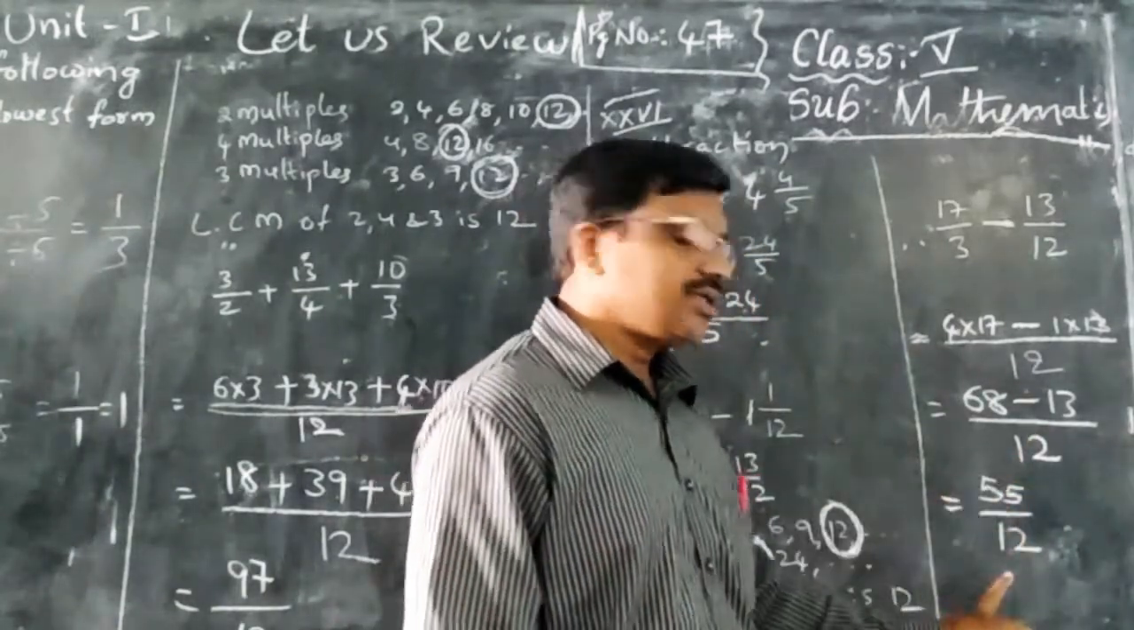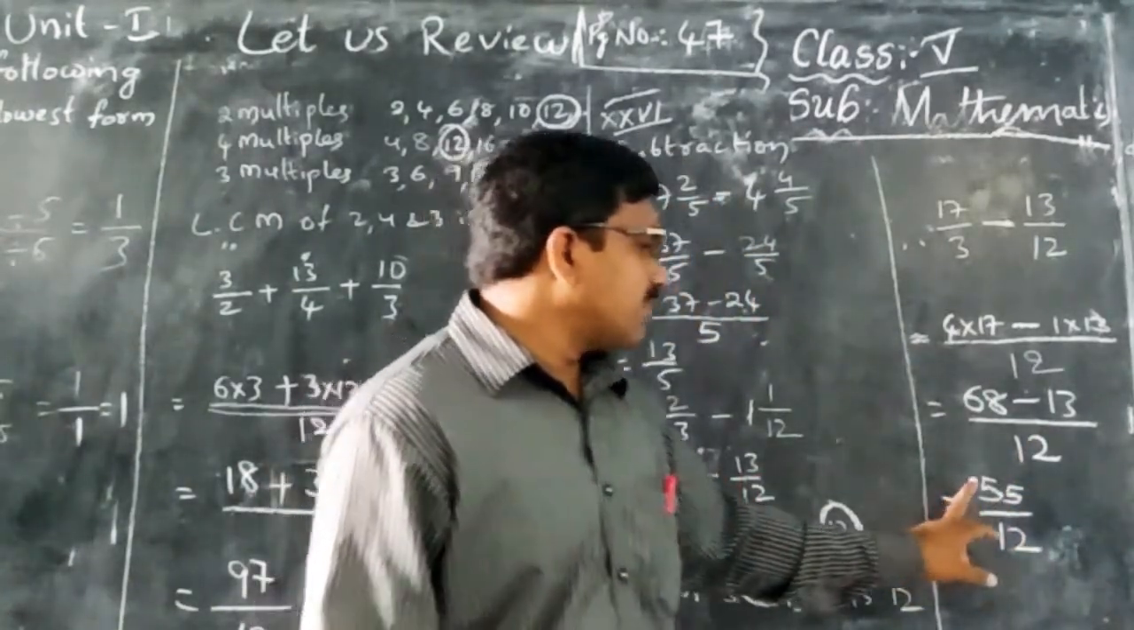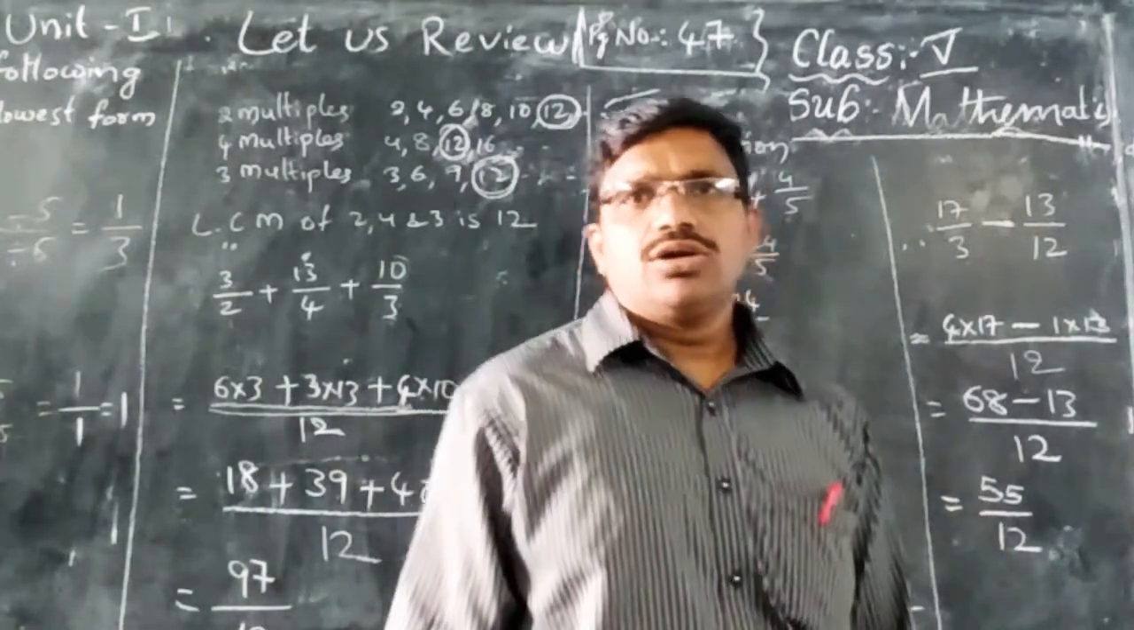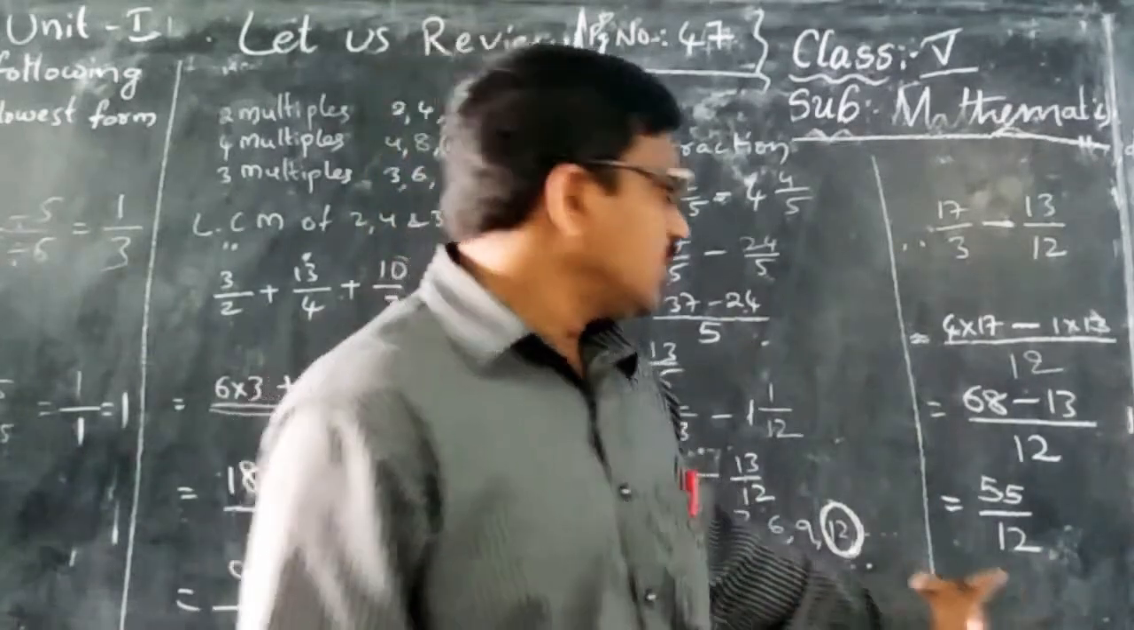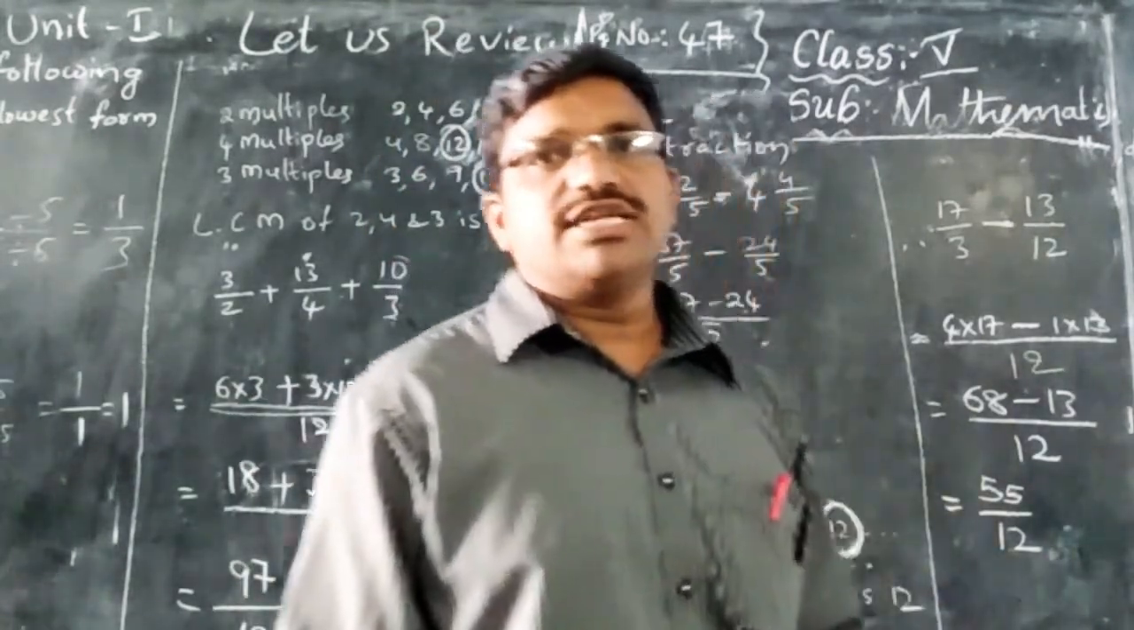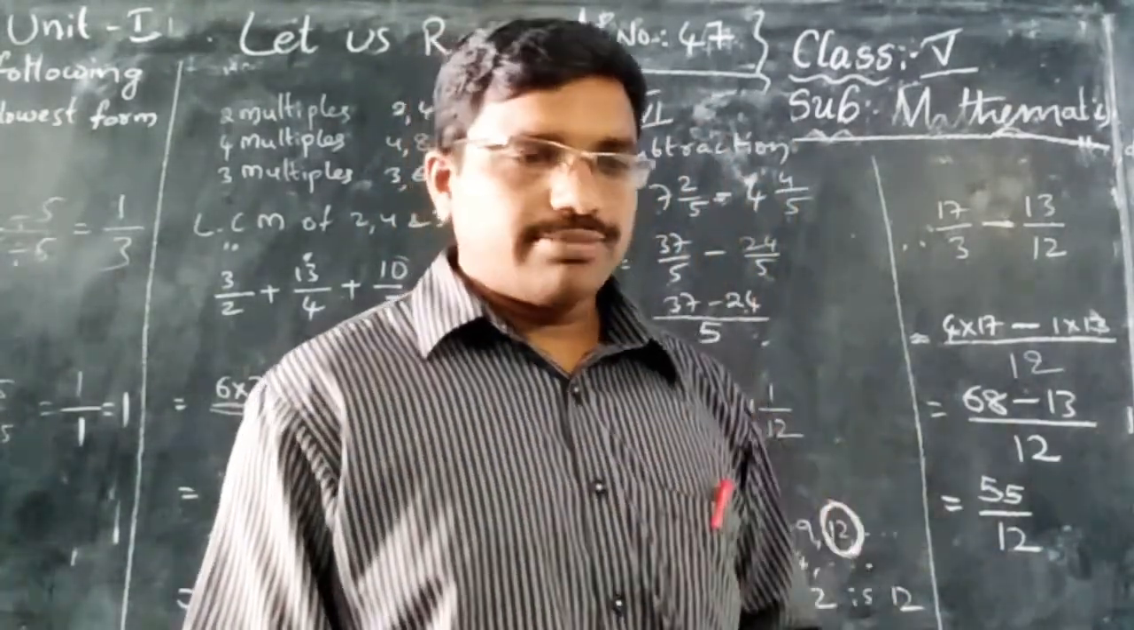55 by 12. Is there any common multiple for 55 and 12? No, or common factor? No common factor. So 55 by 12 is its lowest form.